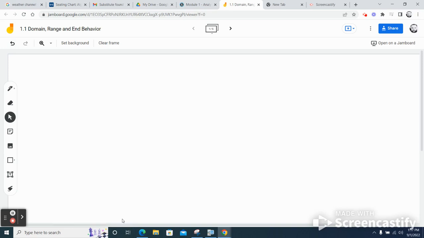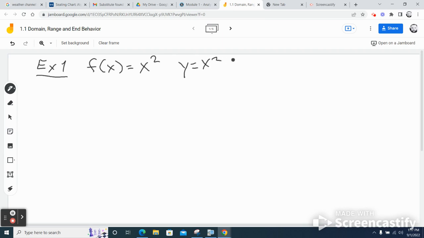All right, so what we're going to do is example number 1. Remember, whatever I write down, I want you guys to write down. And example number 1 gives us a function f of x is equal to x squared. Now, you probably saw equations like this in Algebra 1. y equals x squared. They kind of mean the same thing.